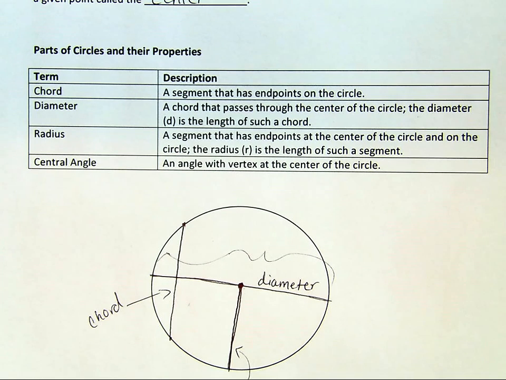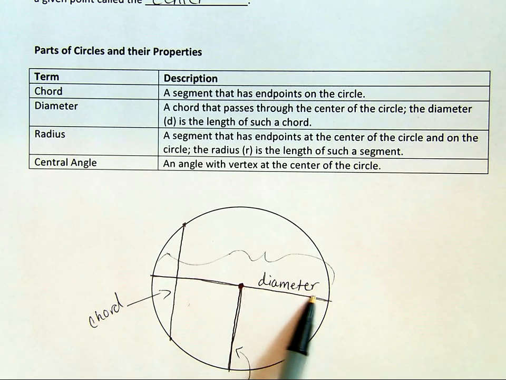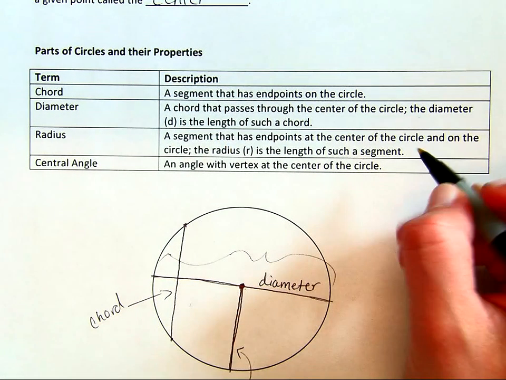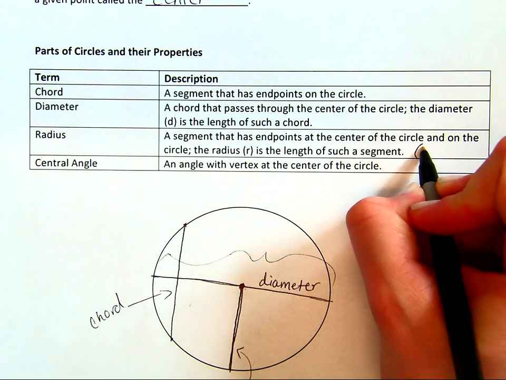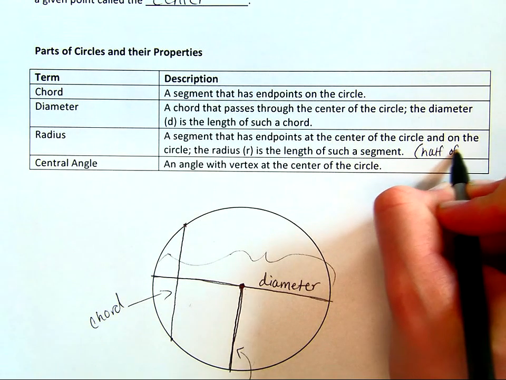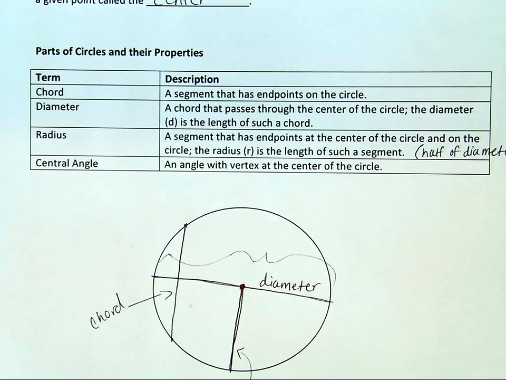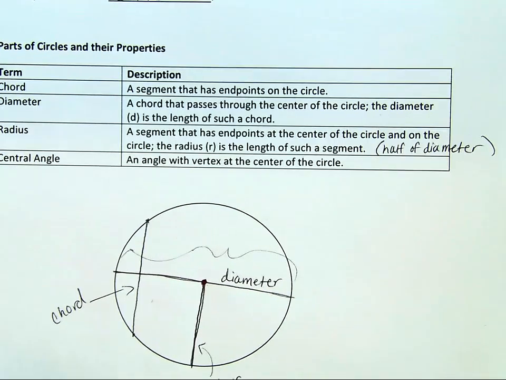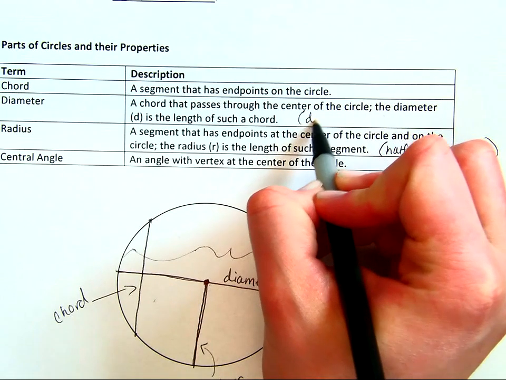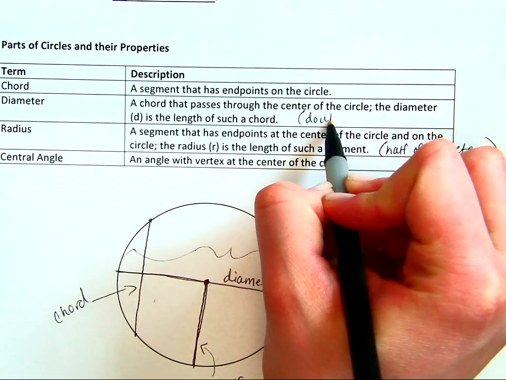If the diameter goes all the way across through the circle, the radius is only going to be half of that because it starts in the center and goes to the end. So the radius is always half of whatever the diameter is. So we'll say half of diameter. Therefore, the diameter is always double the radius. So we can add that: double the radius.